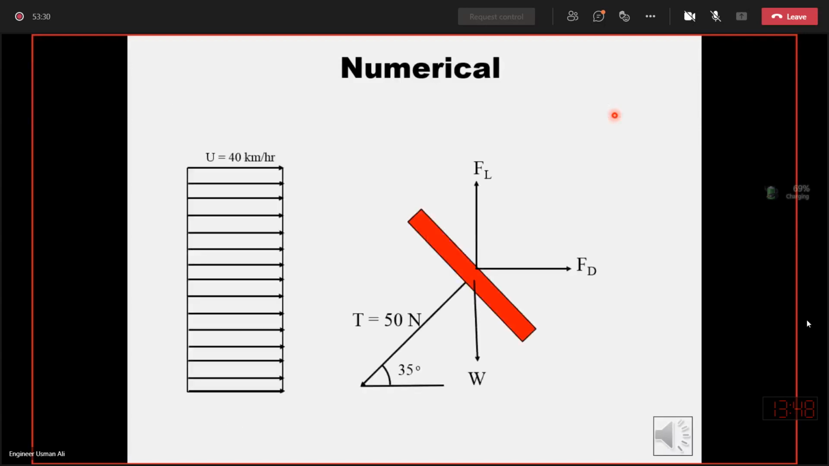This is the diagram for this numerical. If you see, this is a kite which is considered as a plate having weight W acting downward, having lift force acting upward, and having drag force acting to the right, in the positive x direction. Now another force is the sine component of this 50 Newton acting downward in the direction of weight, and the cos component of this 50 Newton is acting in the negative x-axis. So this is the force diagram that we have for this. So first of all, let's find the lift force.